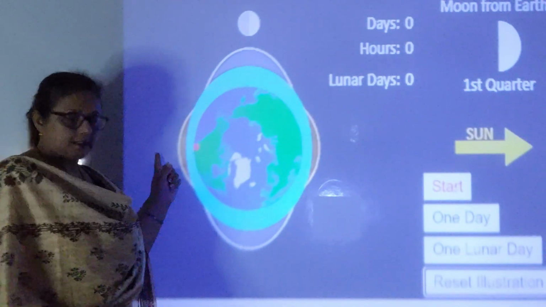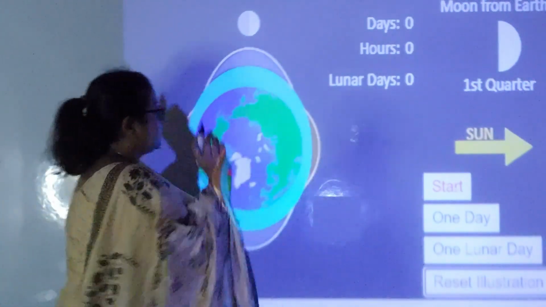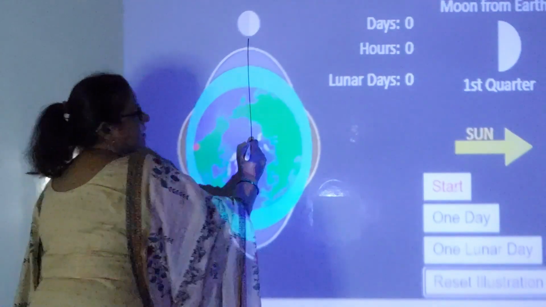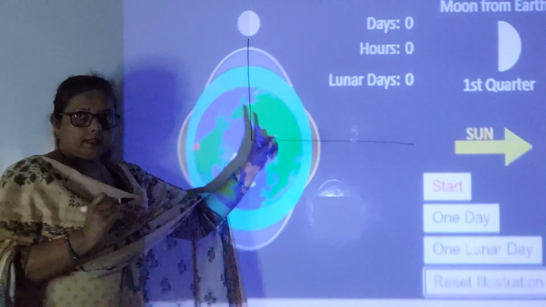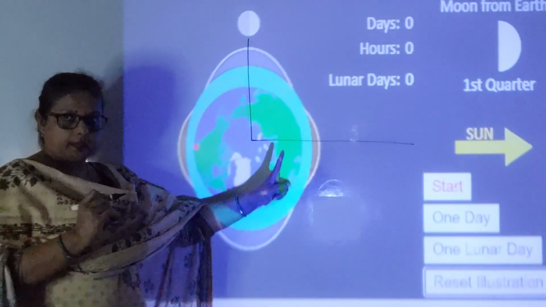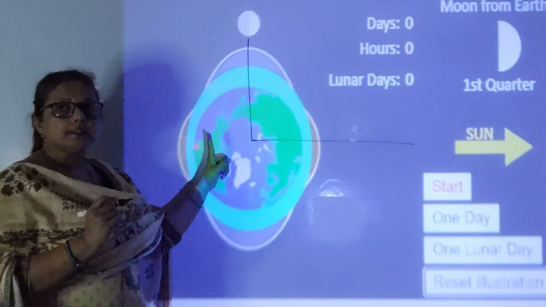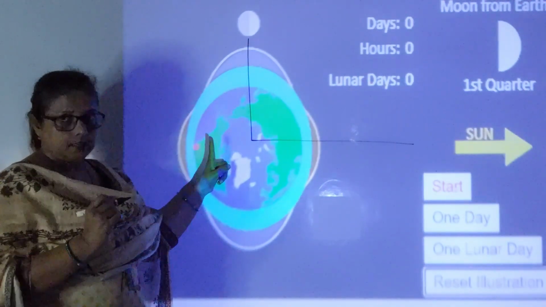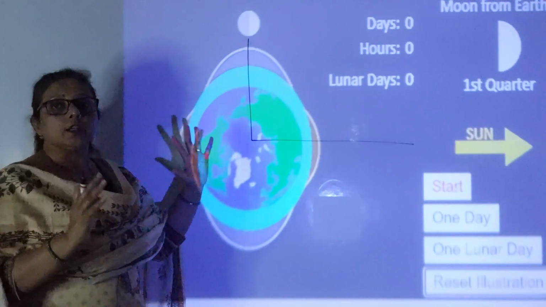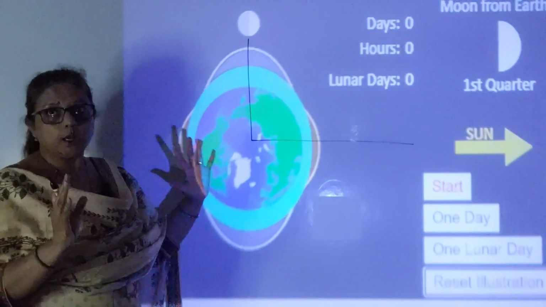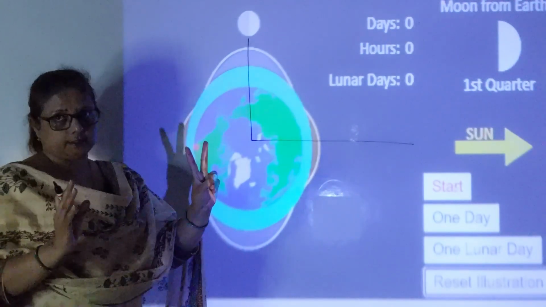Now here we can see the moon, the earth and the sun. They are at a right angle. When the three of them are in this position, the earth experiences a neap tide. A neap tide is a tide which is lower than the usual low tide, and it occurs twice a month.